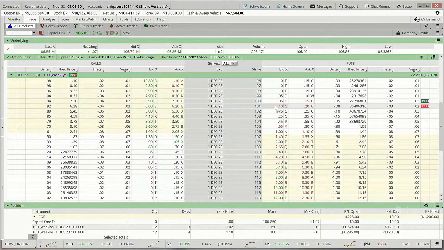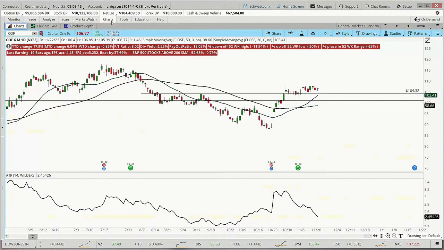So the theoretical probability of this trade getting into trouble is 8%. From a theoretical standpoint, we have an 8% probability that this trade could get into trouble and a 92% probability that it won't. So that's looking at it from a delta perspective. This is looking at it from a chart perspective.